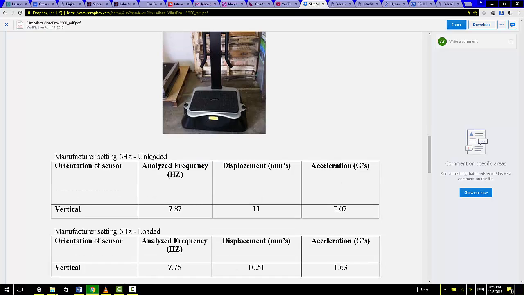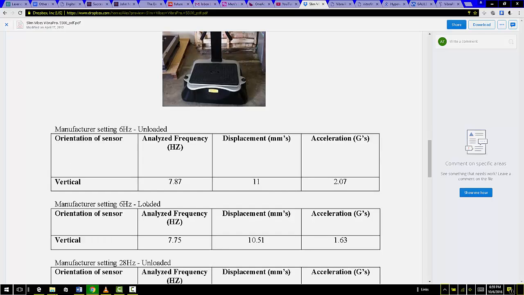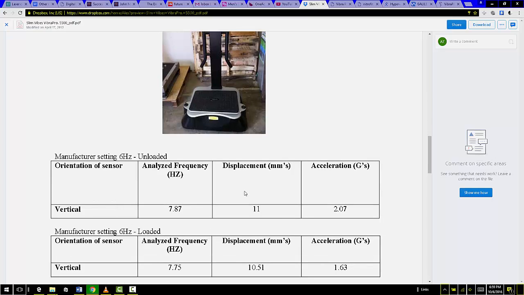Okay, so unloaded test means nobody's standing on the platform, there's no weight on the platform. A loaded test means there's some weight on the platform, an average weight of 150 pounds, average person type of thing. So here we are at 6 hertz. If you put the machine on 6 hertz, according to their tests, this is what you would get: 2.07 G-force, 11 displacement. The actual frequency was 7.87. So here we go. Is this good engineering when your display says 6 hertz, but it's actually putting out 7.87?